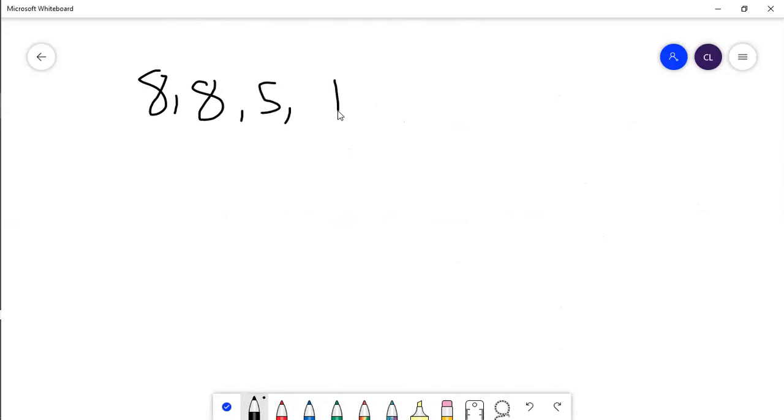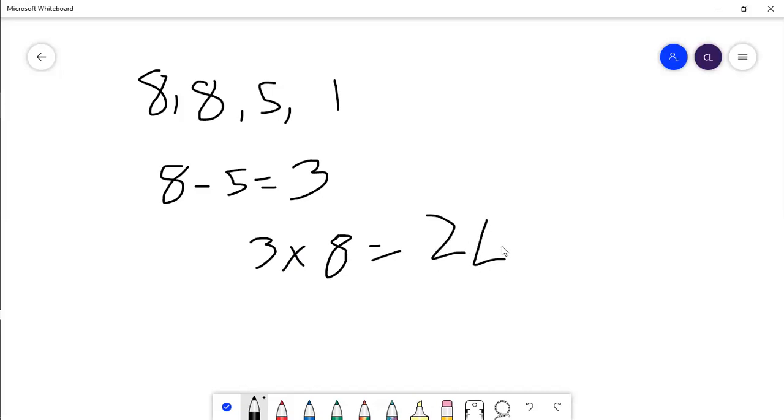First we're going to do 8 minus 5. Okay, so it's equal to 3. 8 minus 5 is equal to 3, and 3 times 8 is equal to 24. Then 1 times 24 is equal to 24. You could even have said 24 divided by 1 gives you 24.